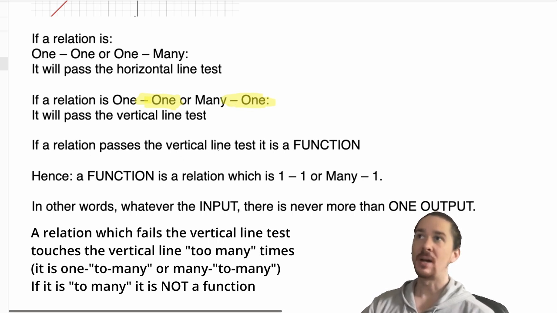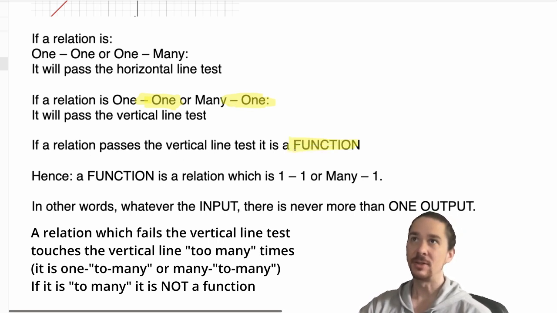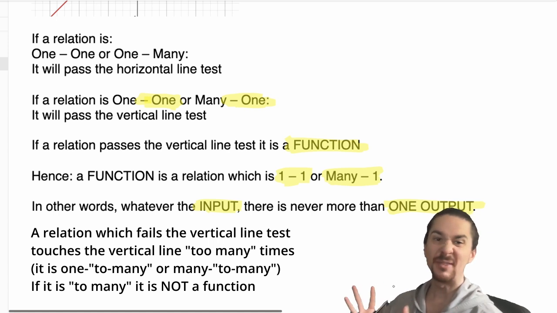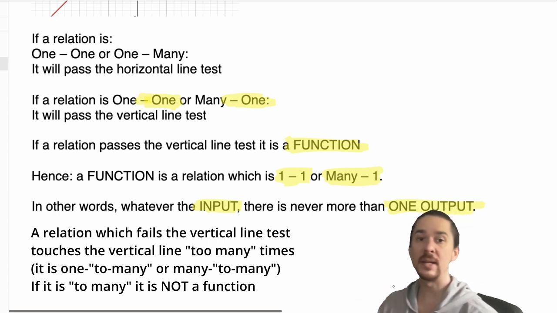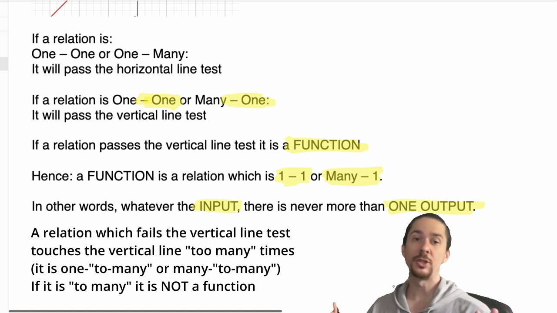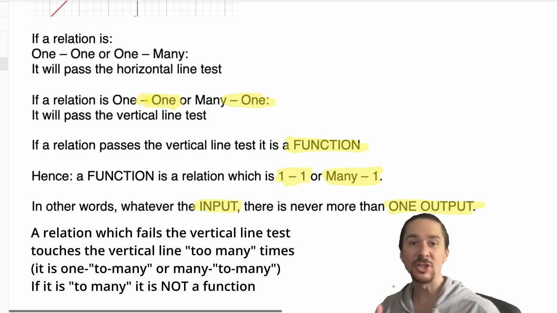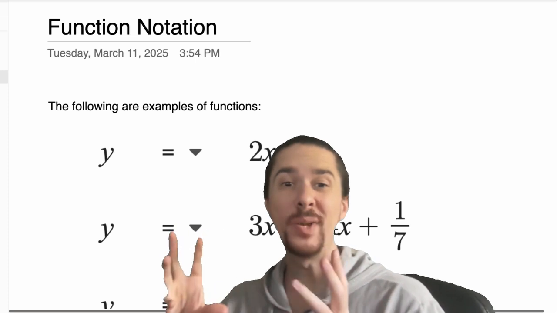If a relation passes the vertical line test, it is a function. Hence, a function is a relation which is one-to-one or many-to-one. In other words, whatever the input, there is never more than one output. Here we're saying the same definition in many slightly different ways because you can be asked a question in many slightly different ways, and you need to know that all of these things are true and they're all essentially telling us the same thing. Now I want to explain how we write functions.